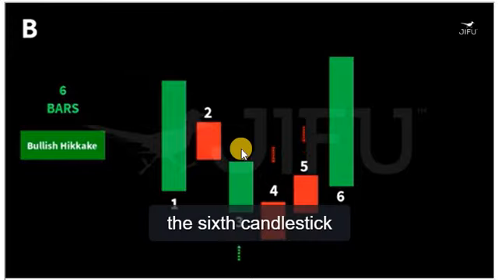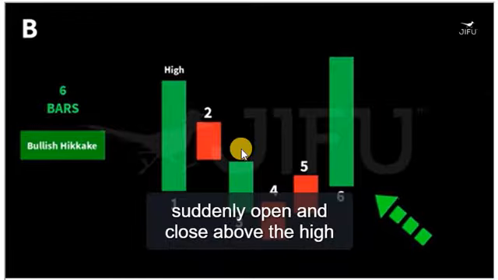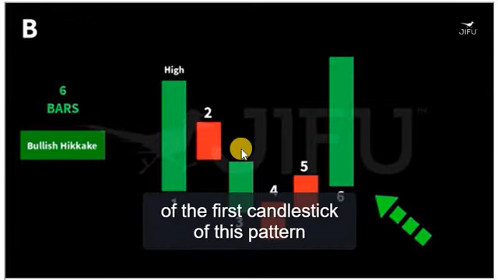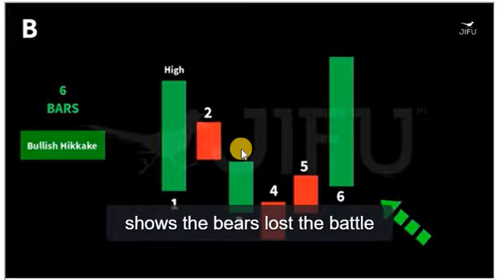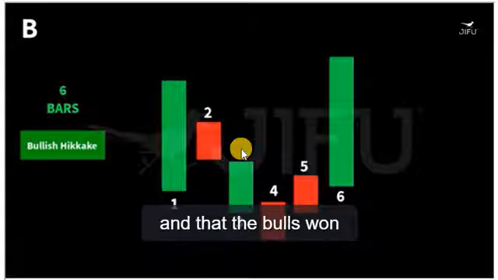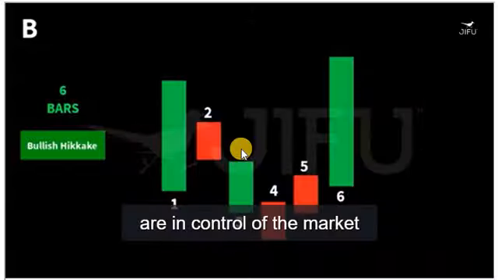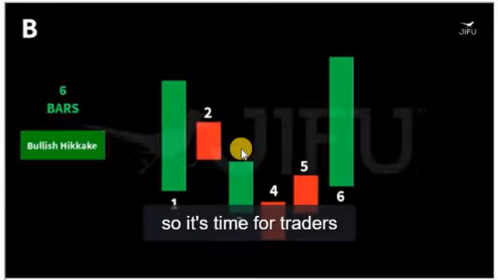The 6th candlestick suddenly opens and closes above the high of the 1st candlestick of this pattern. This bullish sudden action shows the bears lost the battle and that the bulls won. And now the bulls are in control of the market. So it's time for traders who are selling to cut their losses.